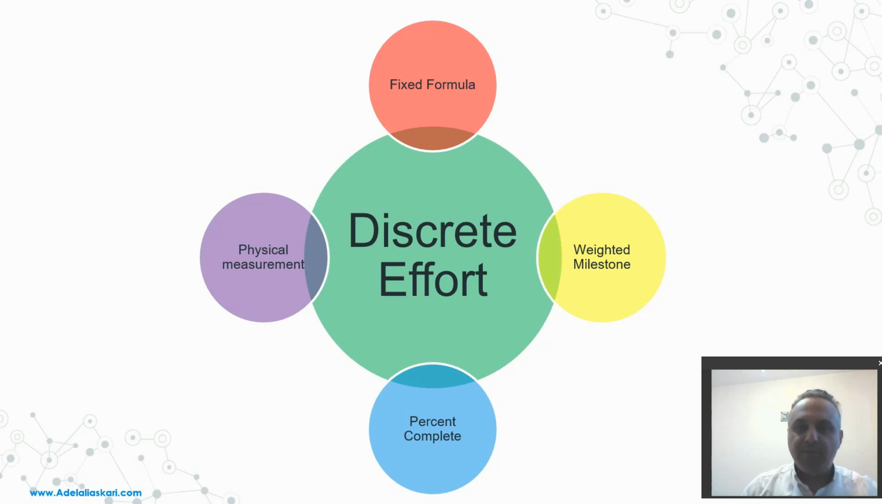Let's go through them one by one and start with the fixed formula. In the fixed formula, we set a fixed formula that contains two amounts and is only used for small work packages that are planned to start and finish within two reporting periods and no more. In this method, we divide the progress into two fixed amounts, for example 25-75, or 20-80, or 50-50.